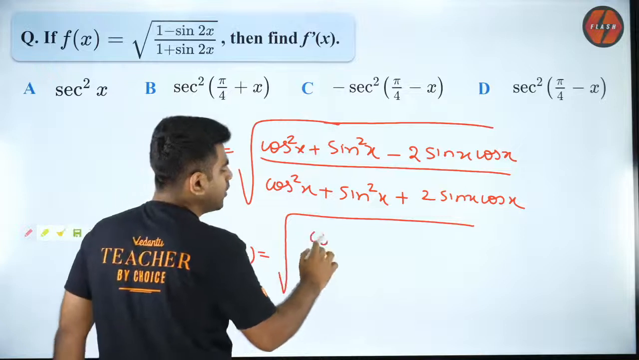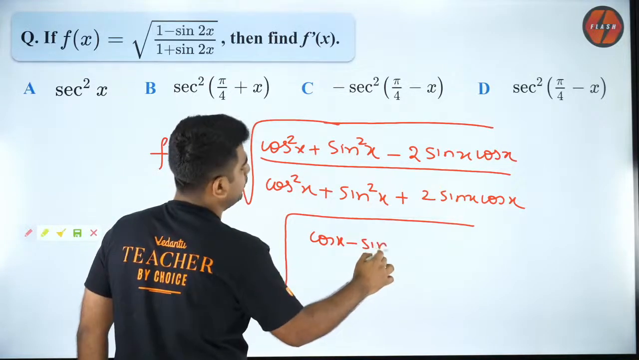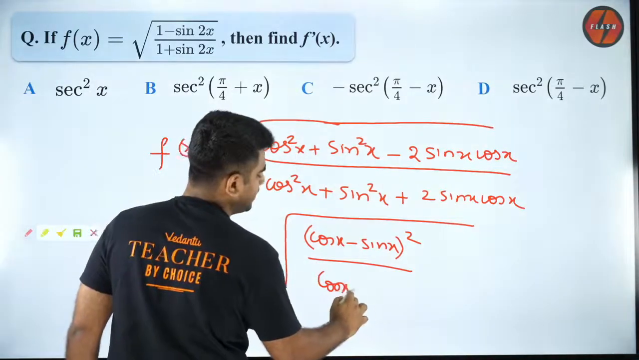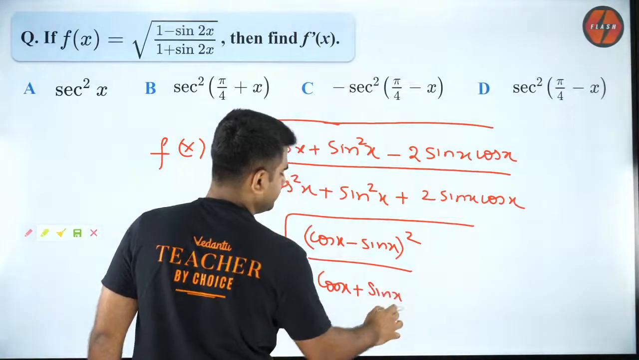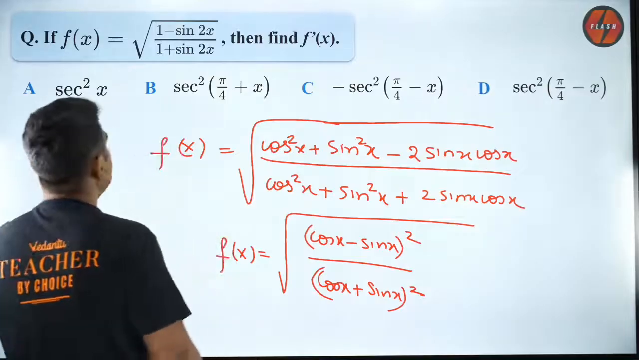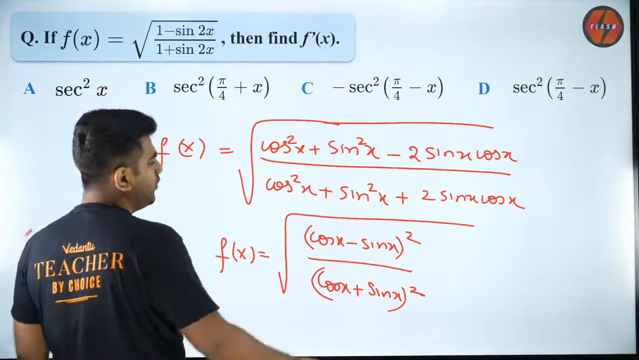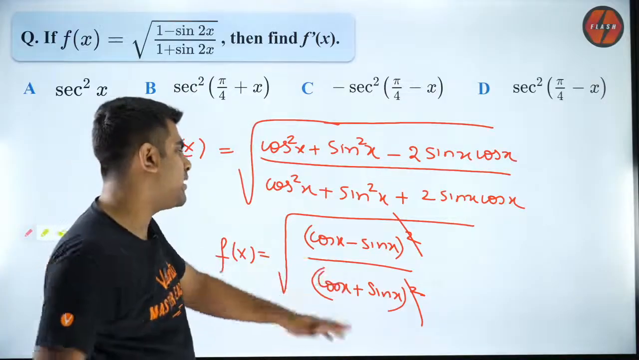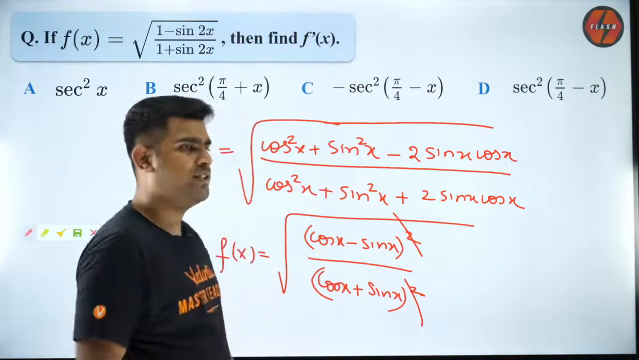So that will be cos x minus sin x the whole square divided by cos x plus sin x the whole square. Are you all clear with it? So if I cancel it out, I will get f of x to be cos x minus sin x by cos x plus sin x.